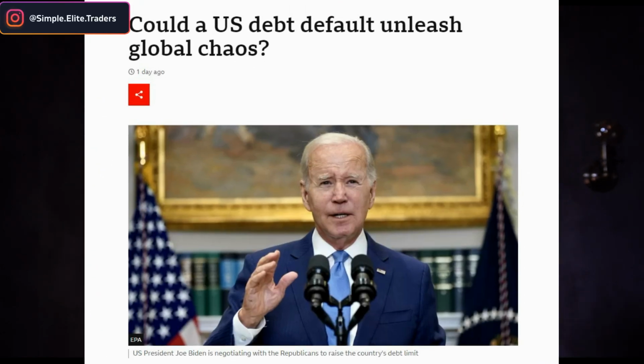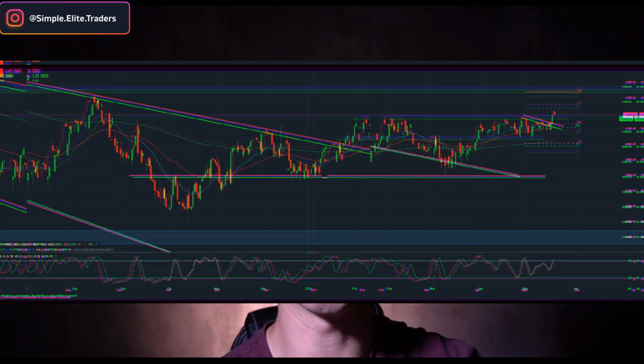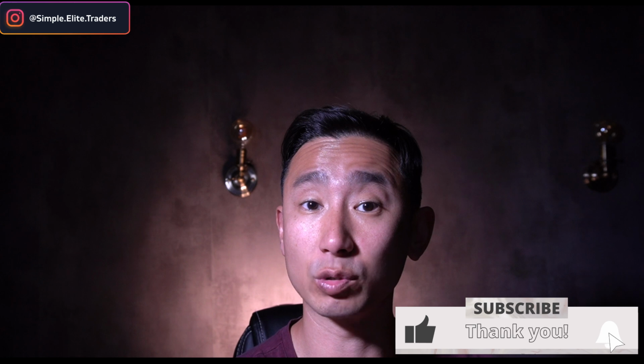So last week the debt ceiling talk didn't go according to plan. I think both parties walked out of the meeting. That certainly sent some concern to the stock market. The S&P 500 is now back at the resistance of 4,200. Can we break through, or are we going to drop from here?